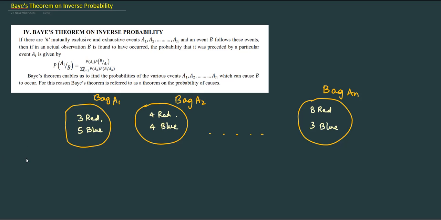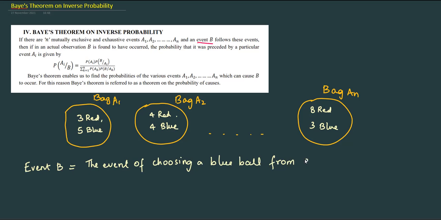Now we want an event B. Here, by the definition, there are n mutually exclusive and exhaustive events A1 to AN, and the event B follows these. So let this event B be equal to the event of choosing a blue ball from any one of the bags.